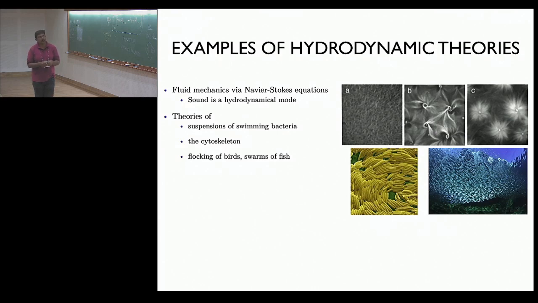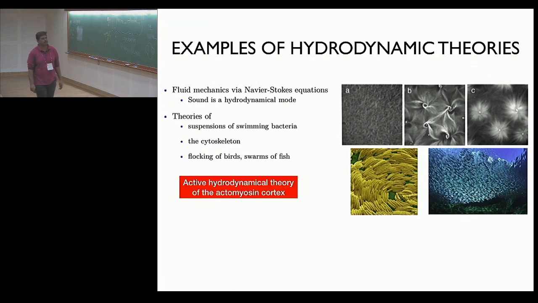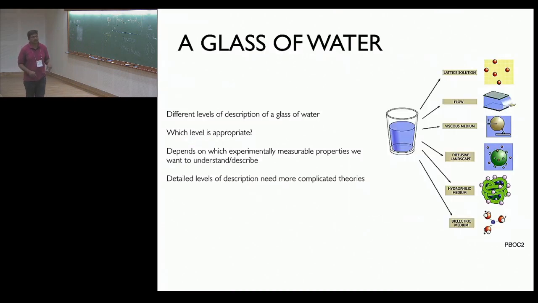In a bacterial context, hydrodynamic theories have been used to describe suspensions of swimming bacteria, the cytoskeleton itself. I'll work out some simple models for that. Much larger scale, flocking of birds, swarms of fish. So these are basically theories where you take in a description at a thermodynamic level, you extend it to non-equilibrium steady states, look at slow variations in space and time of the relevant degrees of freedom, and write down the equation. Active hydrodynamical theory of the cortex is one.